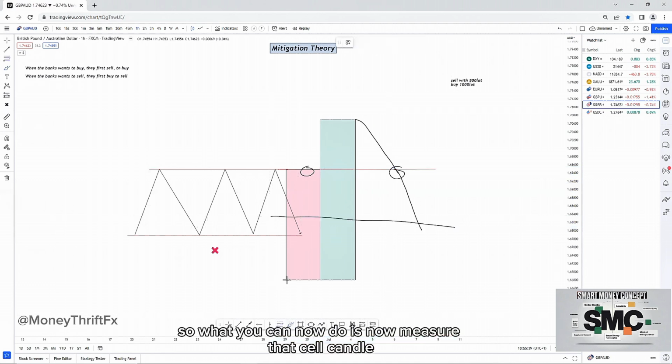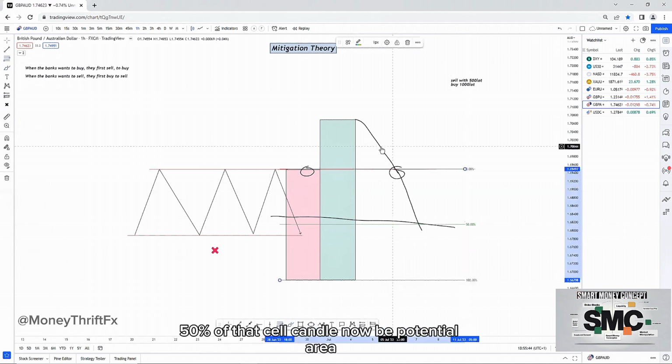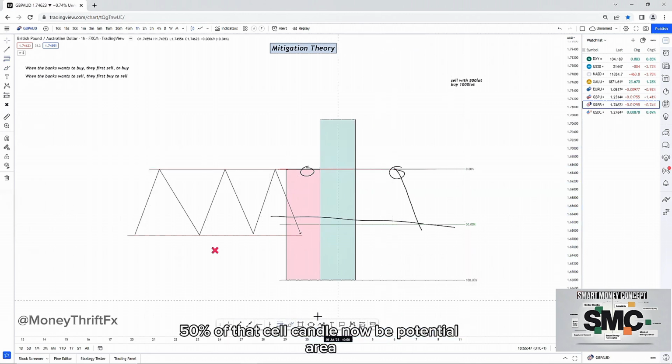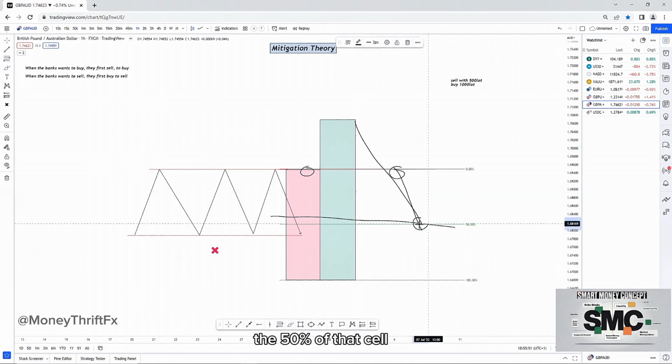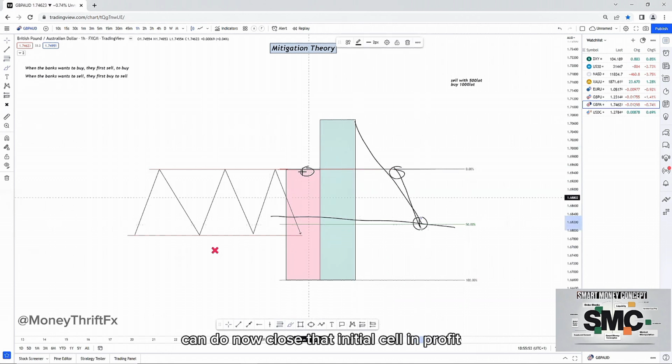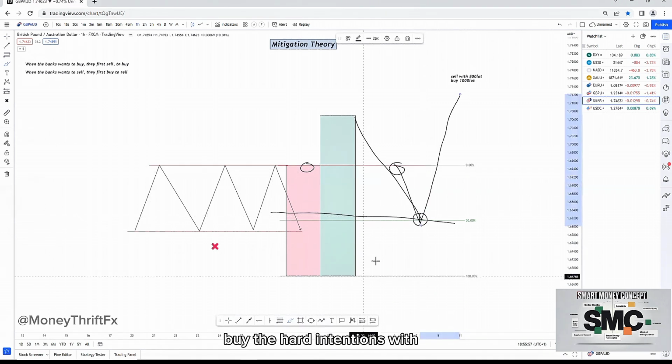So what you can now do is measure that sell candle. Once you measure the sell candle, 50% of that sell candle could be a potential area where the banks might come in, close their initial sell in profit, before they continue with the original buy they had intentions with.